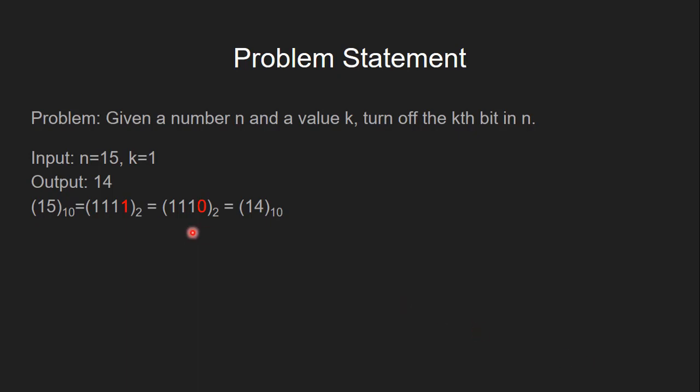Here in the binary representation of 15, we have to turn off the highlighted bit which is at k equal to 1 position. And once we do it, the number becomes 14, so the output is 14.